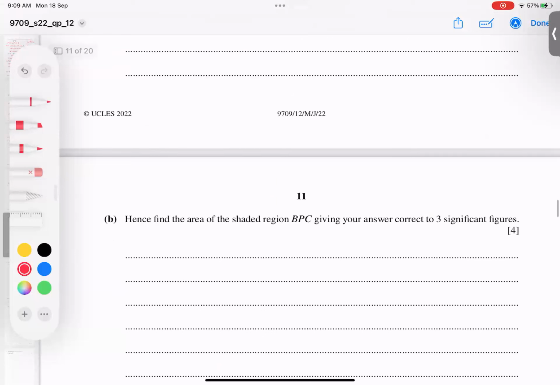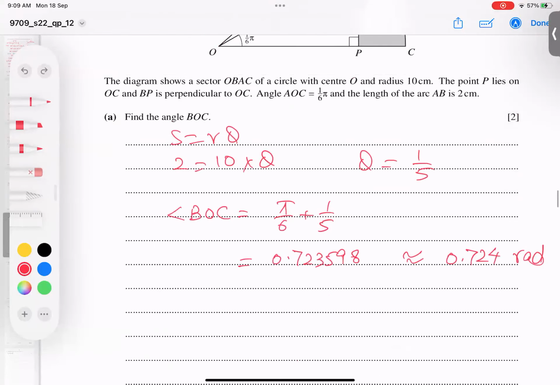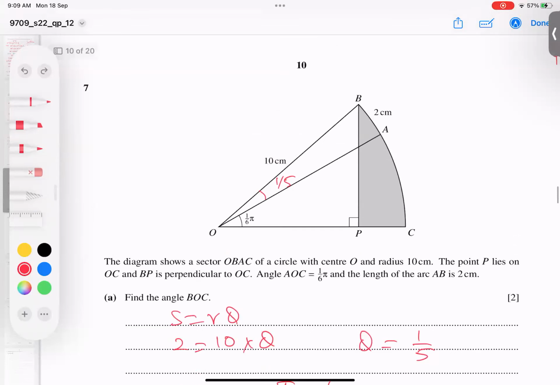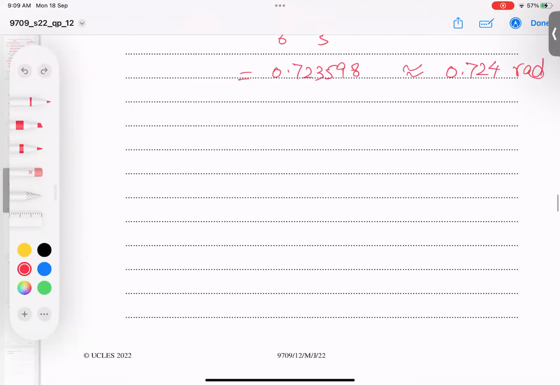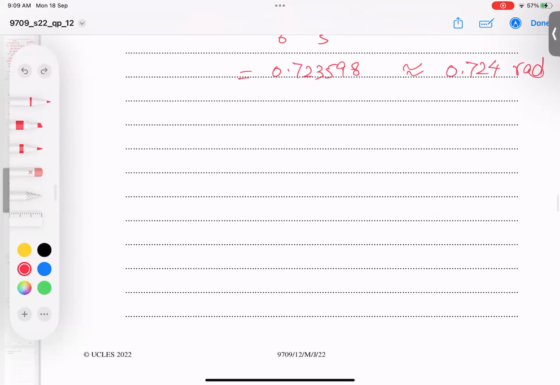And the B part. What is he asking here? Find out the shaded region. And where is the shaded region? The shaded region is this one. So how can we find it? Full sector area minus the big triangle area. So let's start on the plan. I can do it even here, to save time. So what is the plan? The shaded area.